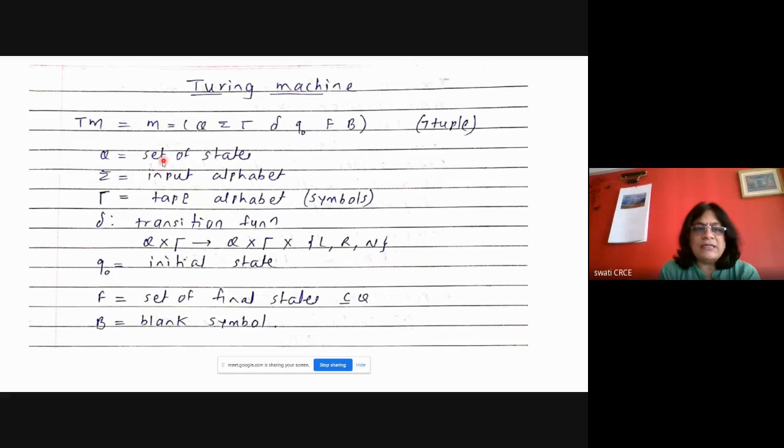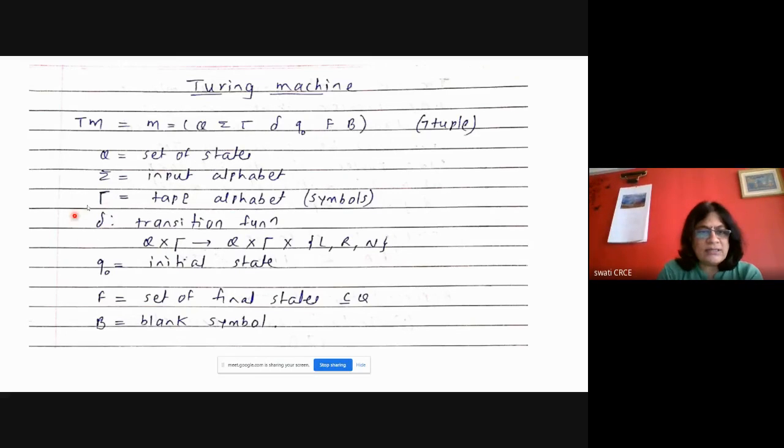So Q is a finite set of states, sigma is the finite set of input symbols, and rho is the set of symbols which can be written on the input tape. And delta is a transition function. This is the transition function: Q cross rho goes to Q cross rho cross L or R or N, where L indicates left, R indicates right, and N indicates no direction. Okay, so I'll explain rho and delta again with respect to another slide. Q0 is the initial state, F is a set of final states belonging to Q, and capital B is a blank symbol. So this is the definition of the Turing machine.